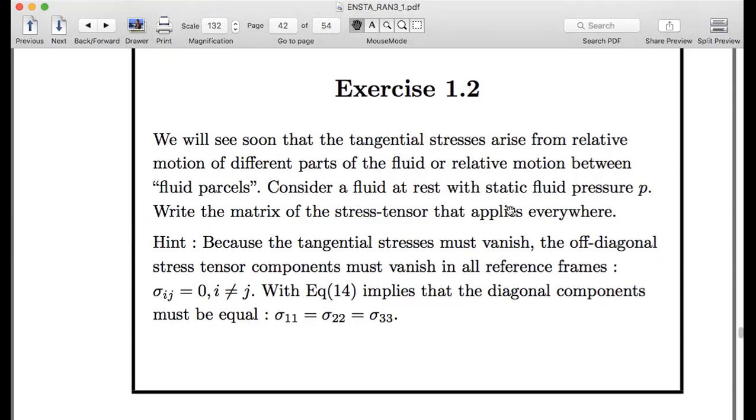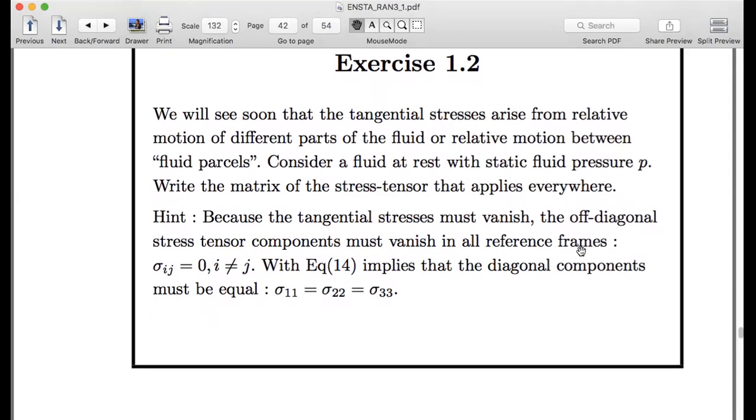So let's consider the simplest case we can, that of a static fluid. The fluid's not moving anywhere. And I give you that its pressure is little p. And I ask you for the matrix that represents the stress tensor everywhere in this fluid. And then I give you a hint here, because I realize it's not totally obvious: the tangential stresses must vanish.